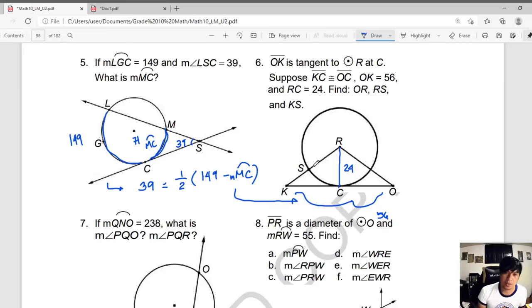So para magamit natin si Pythagorean theorem, we know that this line, yung KC, line KC and OC are congruent. Ibig sabihin, hatiin na lang natin yung 56 para makuha natin ang measure ng KC pati OC. So what is 1? Anong kalahati ng 56? So 28. So ibig sabihin, ang measure ng KC is 28. Ang measure ng OC is also 28.